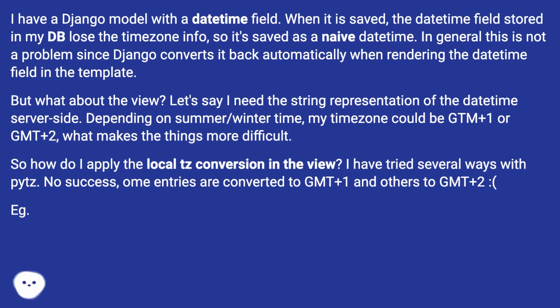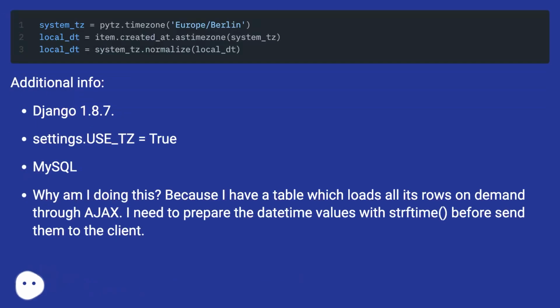I have tried several ways with pipes. No success. Only entries are converted to GMT+1 and others to GMT+2. Additional info: Django 1.8.7.